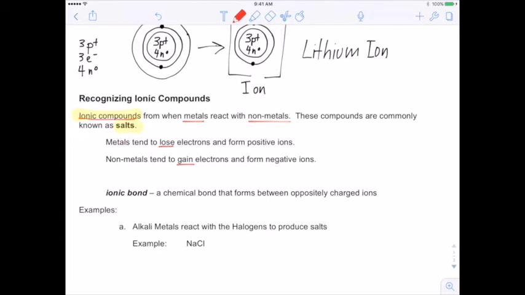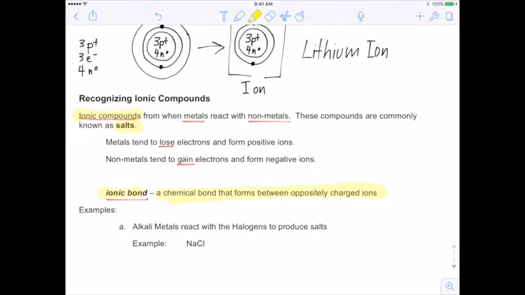Now these ions will stick together. They are attracted to each other and they form a bond. The type of bond that they form is called an ionic bond. So the definition of an ionic bond is a chemical bond that forms between oppositely charged ions.